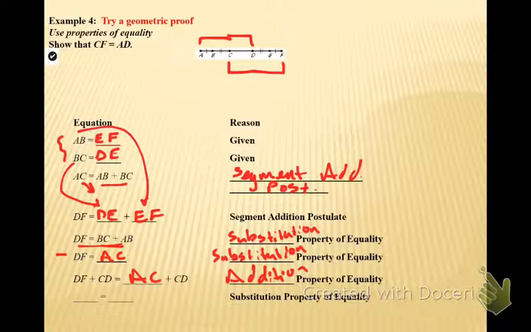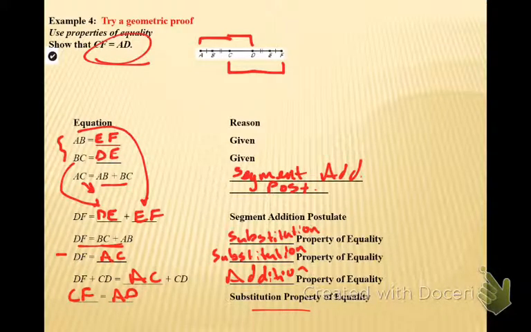So AD and CF. So I can substitute that in. DF plus CD is just CF. AC plus CD is just AD. And that's because of the substitution property. And if you look up here, that's exactly what we wanted to prove, and so we're done.